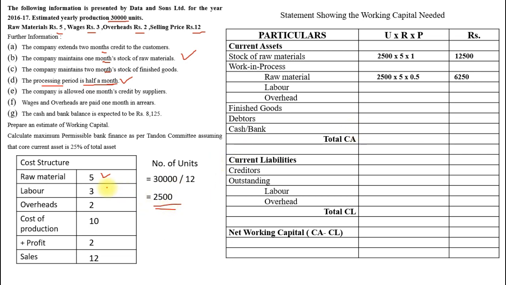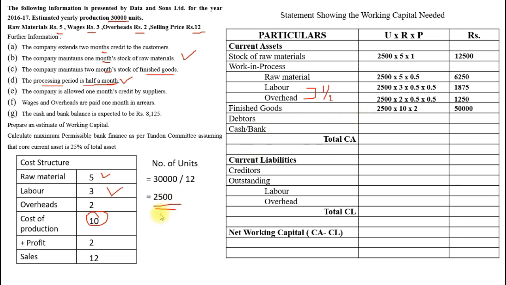For labor, 2500 into 3 into 0.5 and an additional 0.5. Remember, labor and overheads will always be half. So it will be 2500 into 3 into 0.5, that is the period given, and an additional 0.5 because that's the rule. Same way for overheads, it will be 2500 into 2 into 0.5 into 0.5, which comes to 1250. Now for finished goods, it will be 2500 into 10 because that's the cost of production, and the period given is 2 months. So it will be 2500 into 10 into 2, which comes to 50,000.